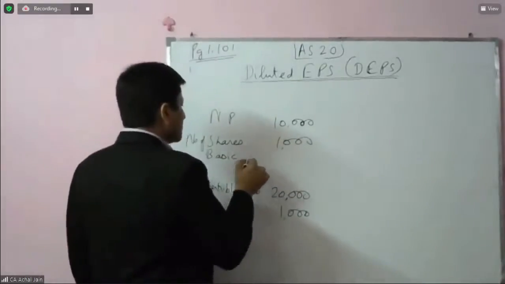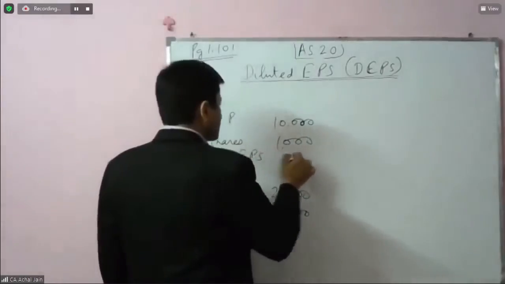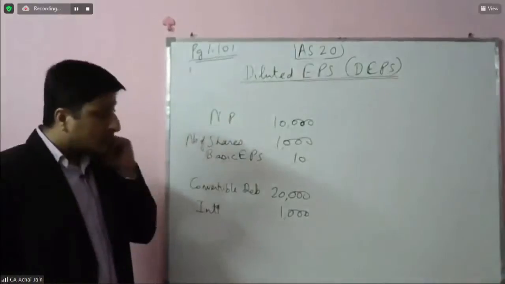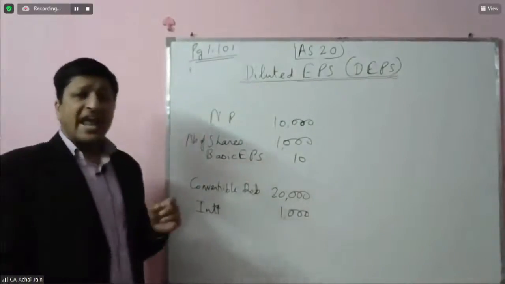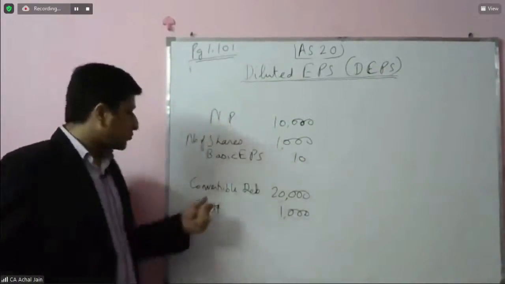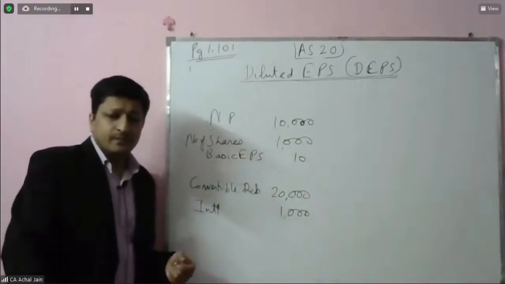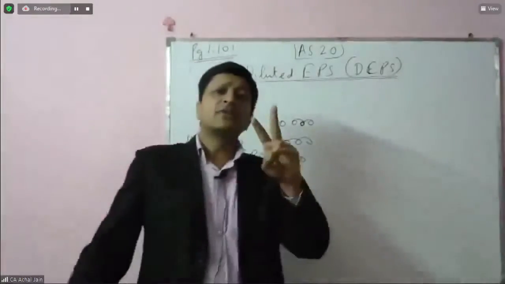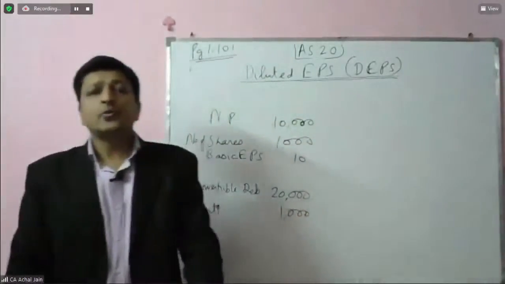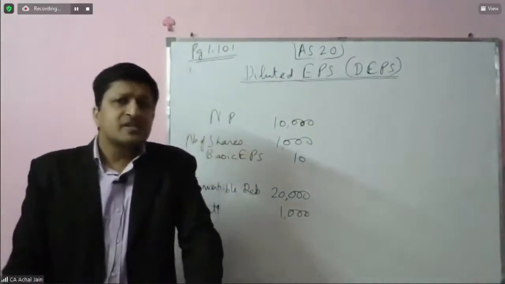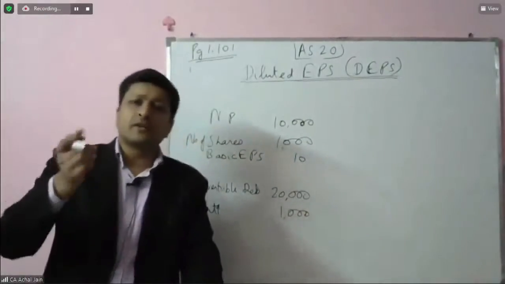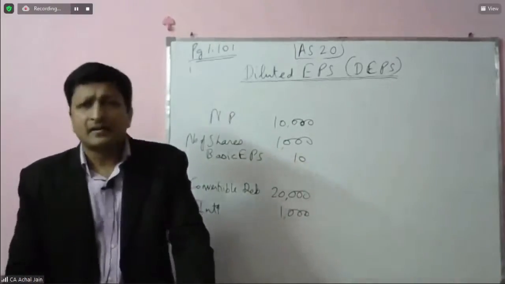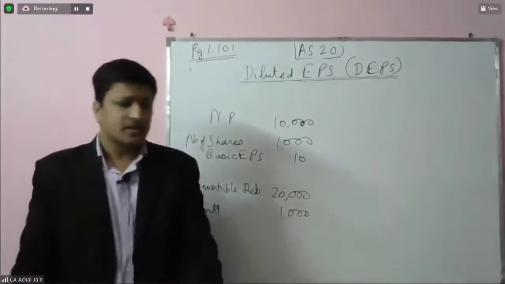So I'll say this is what? Basic EPS. 10. Now, as per the terms which are attached to convertible debentures, they will get converted into equity after 2 years. After 2 years, what will happen? All of these debentures will get converted into equity. So now, what can be the impact? Let's understand.